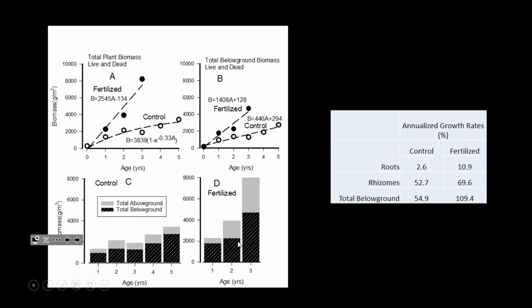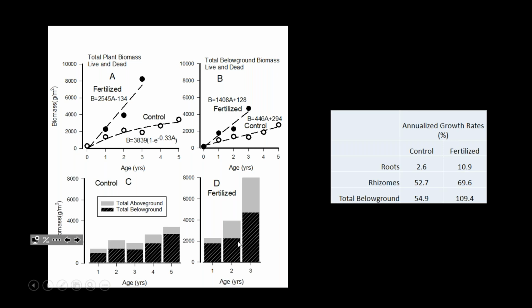And if you plot, here's a plot of just the time series of these. So these are the controls. This is total plant biomass. And these are the controls. These are the fertilized plants. This is total below ground biomass, live plus dead. These are the controls. These are the fertilized plants. This is eye-popping. And if you calculate the annual growth rate, percentage growth rate of roots, rhizomes, and the total, you see there's a big difference. The rhizomes are really the star of the show.